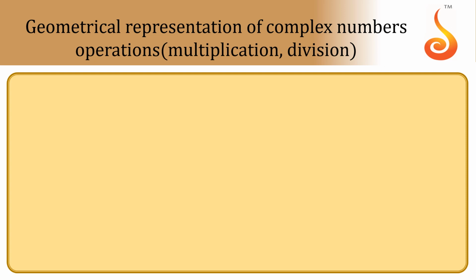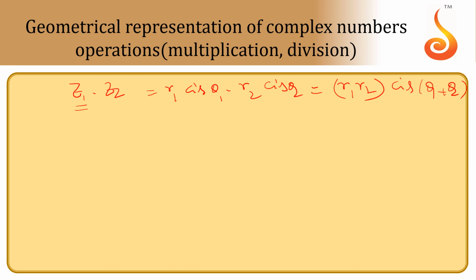Geometrical representation, multiplication and division. When you want to see Z1 into Z2 in multiplication, Z1 will be something like R1 cis theta 1, and Z2 will be R2 cis theta 2. Then the new modulus is R1 R2, and you know that cis theta 1 cis theta 2 is cis of theta 1 plus theta 2.